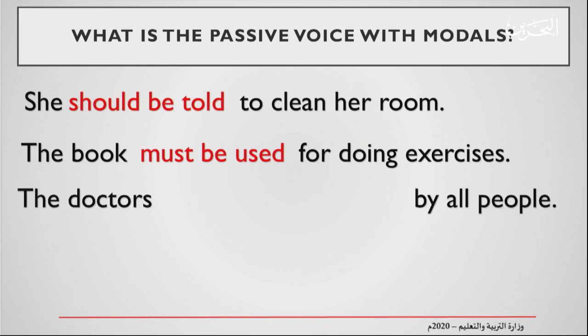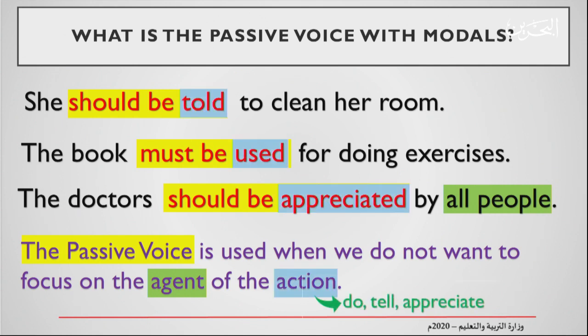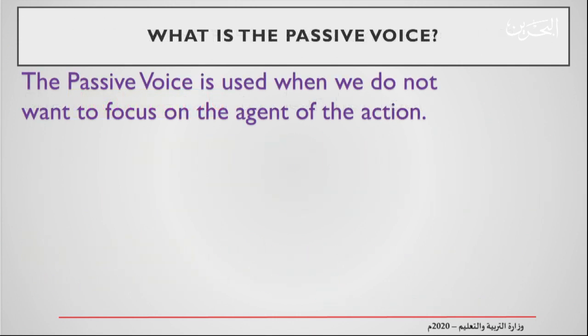Okay, let's check a third example. The doctors by all people. I would like to use the passive voice with modals. The doctors should be appreciated by all people. All right. So, the passive voice like should be told, must be used, should be appreciated is used when we do not want to focus on the agent. The agent, for example, all people, of the action. And these are the actions. Being told or being used or being appreciated. Okay? All right. So, what is the passive voice?